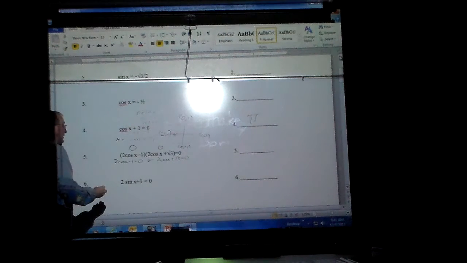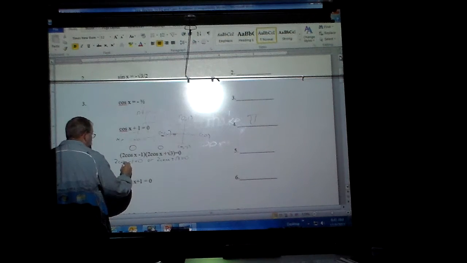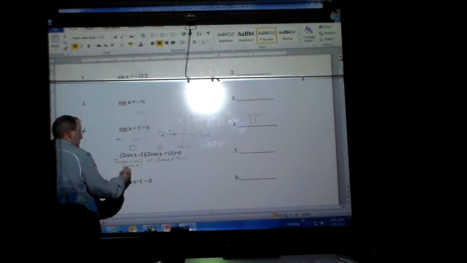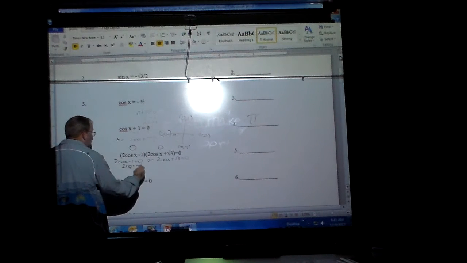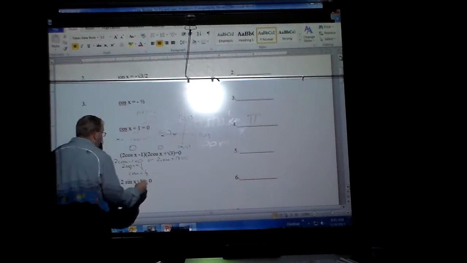Let's just start with this side right here. If I was solving an equation, wouldn't you add 1 to each side? So 2 cosine x would equal 1. And then I would divide each side by 2. So cosine x equals 1/2.